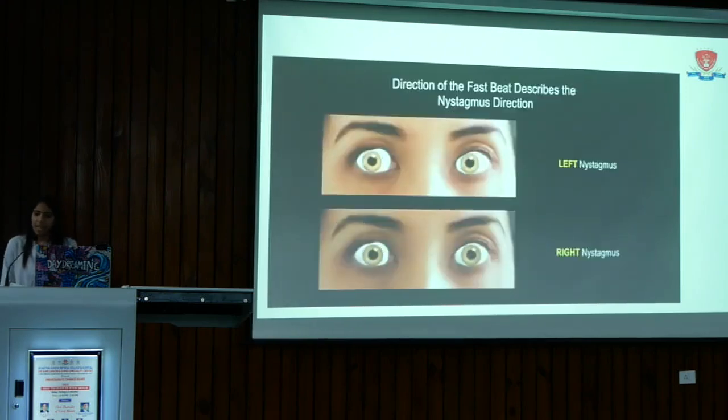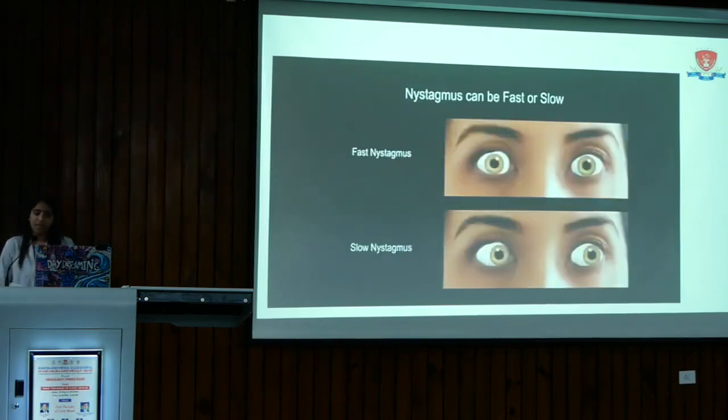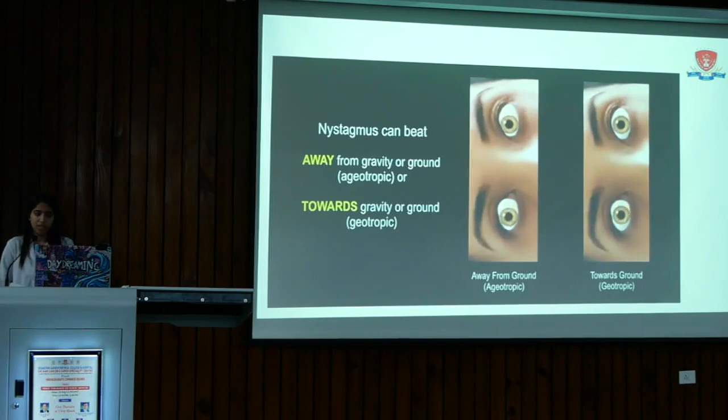Then we have right and left nystagmus, depending upon the direction of the fast component, like you can see. Then we have fast and slow nystagmus, which can be pendular or jerk nystagmus. Then we have nystagmus which can be classified on the basis of gravity, which is away from the cavity or towards the cavity.